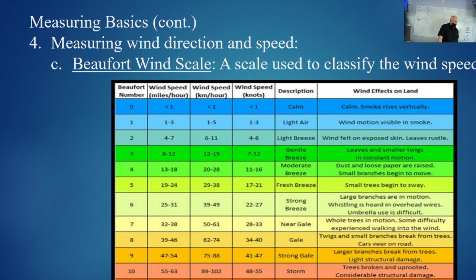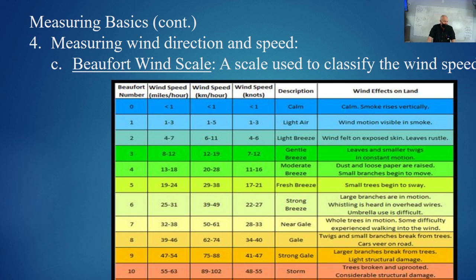Scale of 9, 47 to 54. Larger branches break from trees. Light structural damage on buildings. A scale of 10, 55 to 63. You have a storm that's developed. Trees broken, uprooted. Considerable structural damage on buildings.